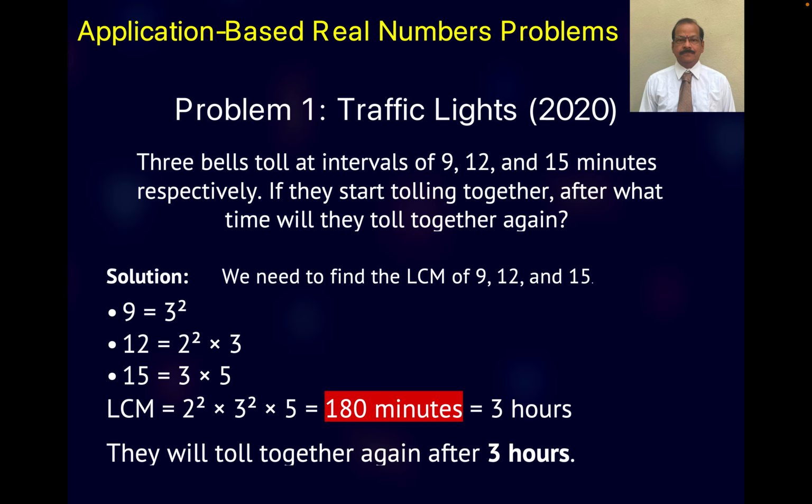Now, if they start tolling together, after what time will they toll together again? That means taking the LCM of 9, 12 and 15, that LCM will give the result of when they are going to meet again, right? If you look at that, the LCM works out to 180. So 180 minutes, nothing but 3 hours. So after 3 hours, they are going to toll together.